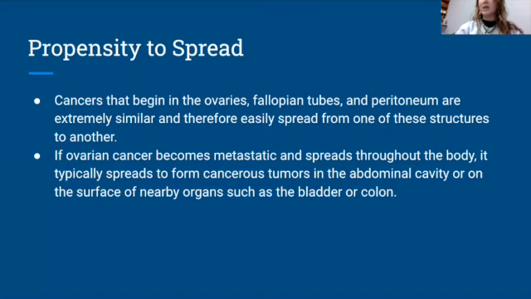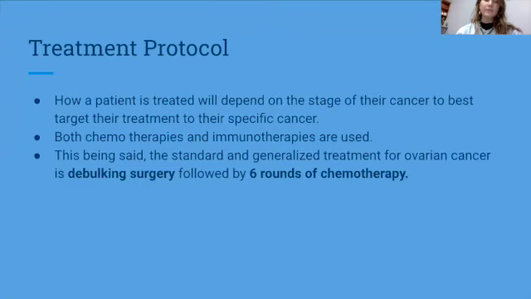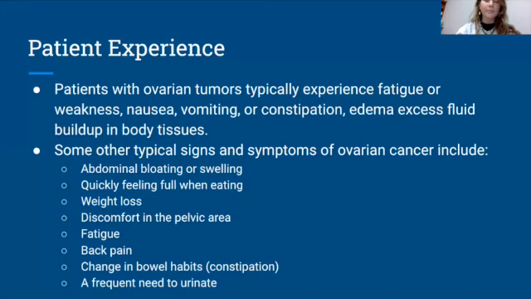And then if the ovarian cancer does become metastatic and spreads throughout the body, it typically forms cancerous tumors in the abdominal cavity or on nearby organs such as the bladder or colon, and it does that on the surface of those organs. So when someone is diagnosed with ovarian cancer, treatments can vary based on the patient and their cancer, but the most common treatment protocol is to start with a debulking surgery followed by 6 rounds of chemotherapy and go from there.